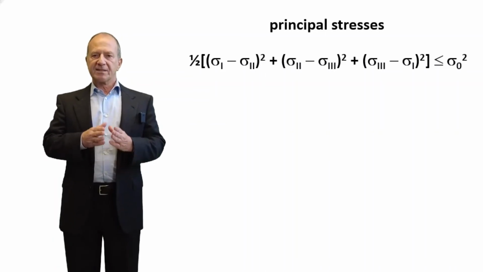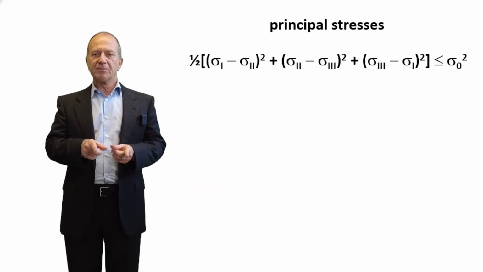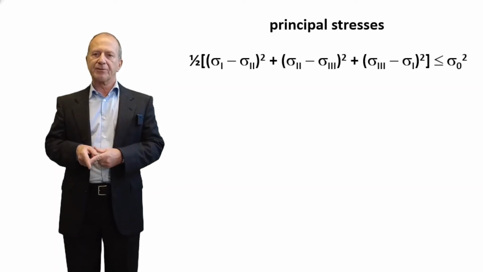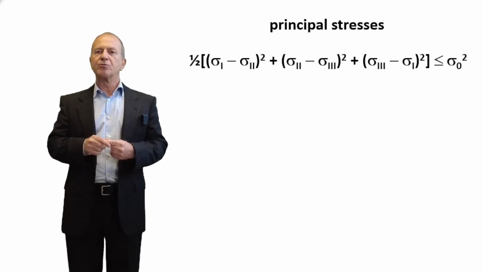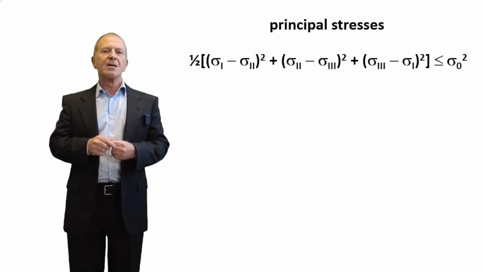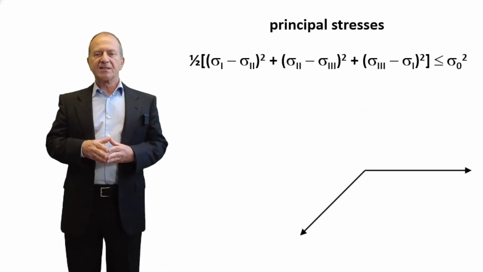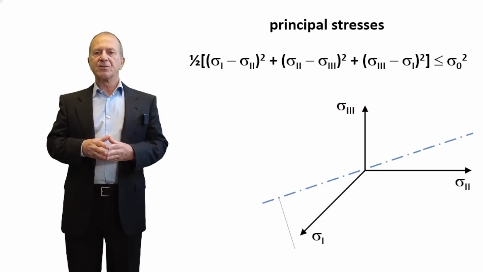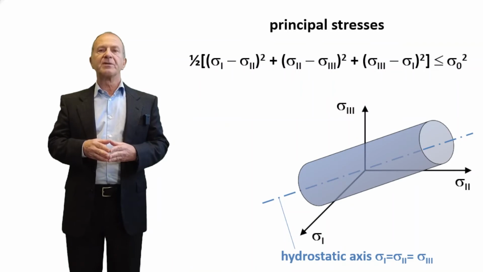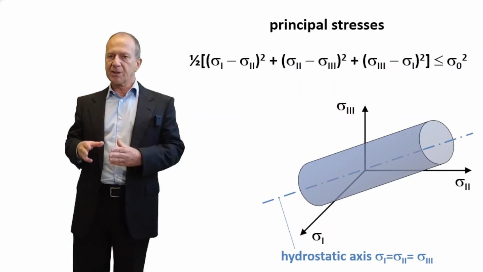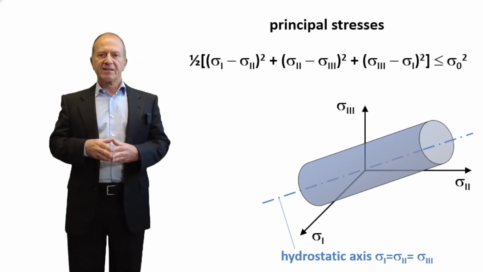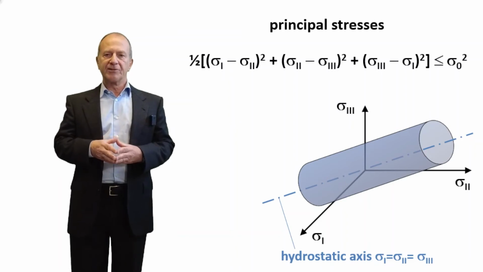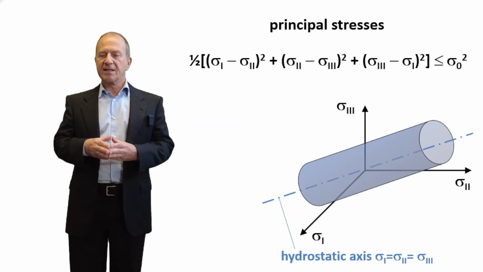The criterion now states that 1/2 of sigma 1 minus sigma 2 squared plus sigma 2 minus sigma 3 squared plus sigma 3 minus sigma 1 squared must be less than or equal to sigma 0 squared. In the space of the principal stresses, this inequality defines an infinite circular cylinder with axes coinciding with the hydrostatic axis, sigma 1 equal to sigma 2 equal to sigma 3. This means that a material obeying von Mises criterion can withstand any isotropic stress, similarly to materials obeying Tresca criterion.